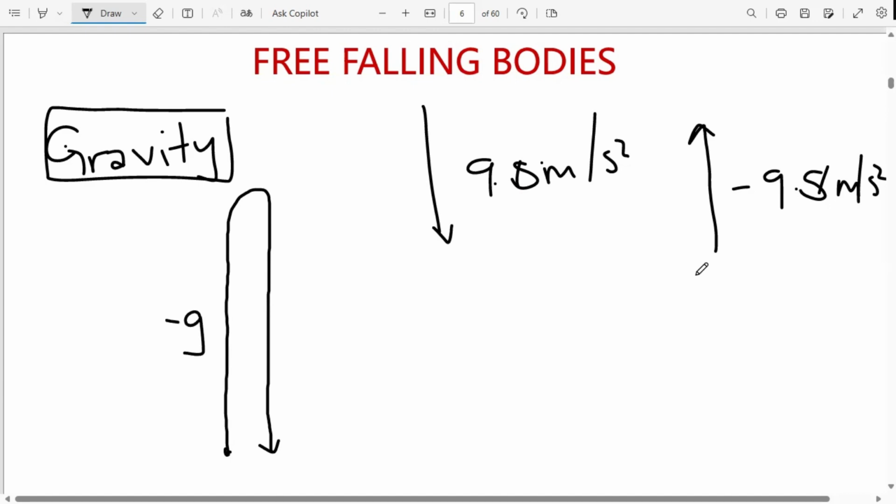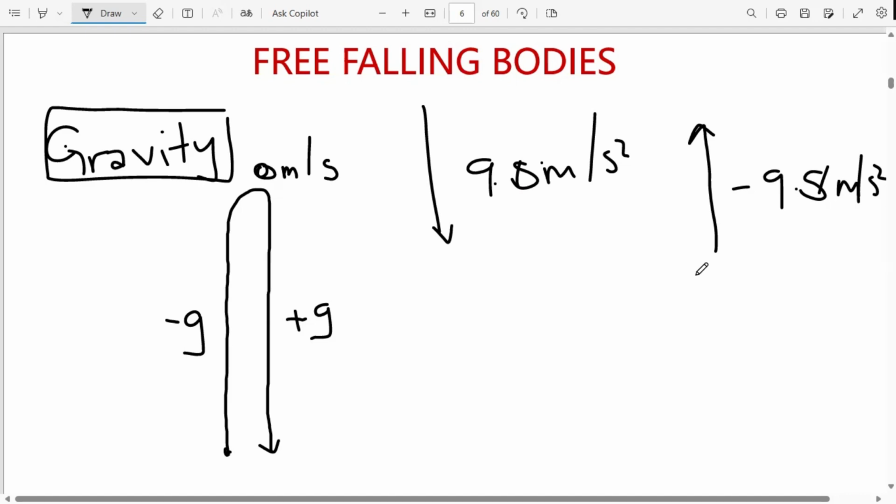This will be negative g. But as it hits the 0 meters per second mark in velocity here, it will start going down, and it will be charging down with an acceleration of what? Of positive g, like this. That's how simple free fall is. It is also motion in one dimension, but which one dimension are we talking about? We're talking about the vertical axis, vertical motion.